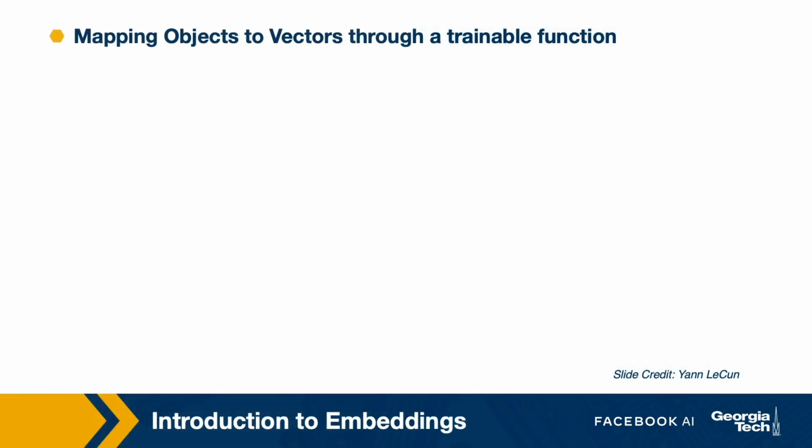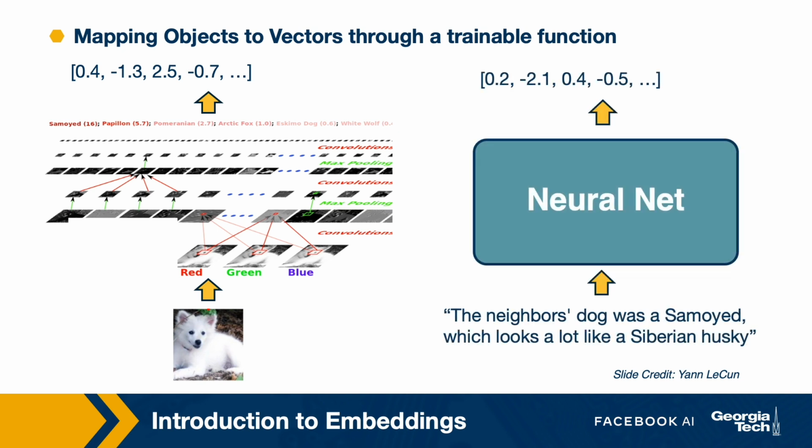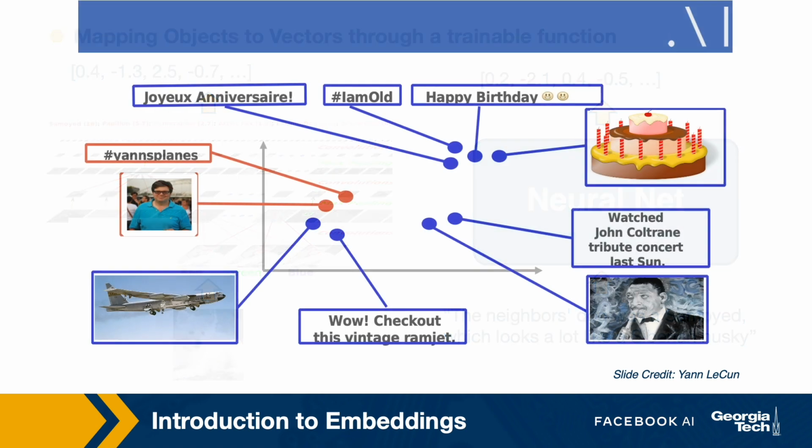So, in a nutshell, embeddings can be viewed as mapping objects to vectors through a trainable function. In previous lectures, we've learned about neural nets, such as CNN, which maps an image into a vector in real space. Similarly, we can map other things such as text into a vector. Typically, the neural net can be a CNN, RNN, or a transformer for text, or simply a shallow one such as word2vec. Here is a picture illustrating mapping different objects into the same space.